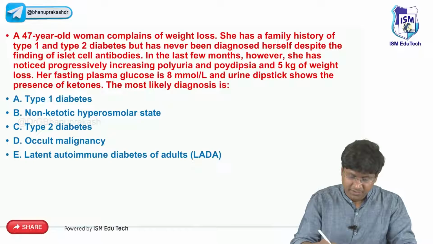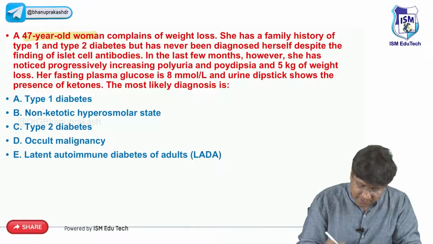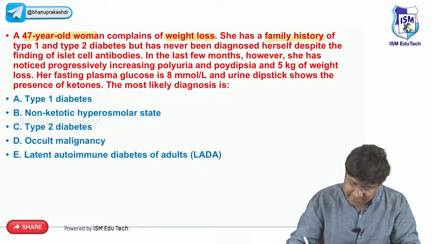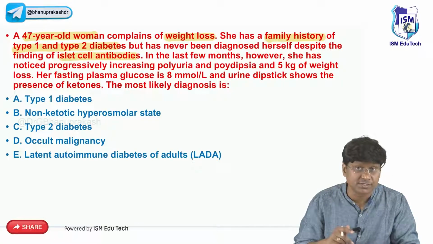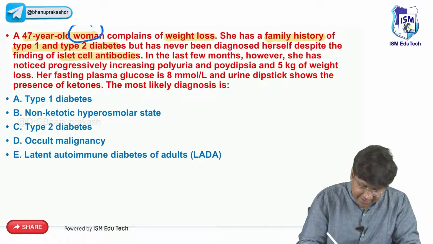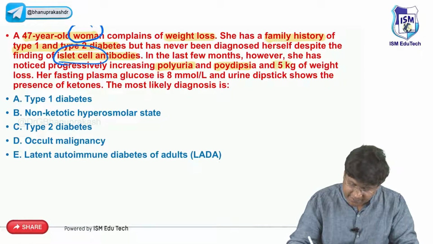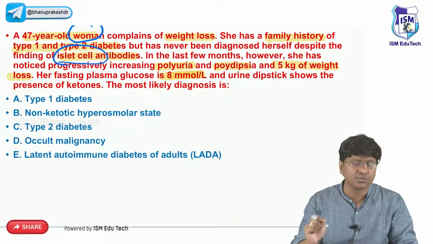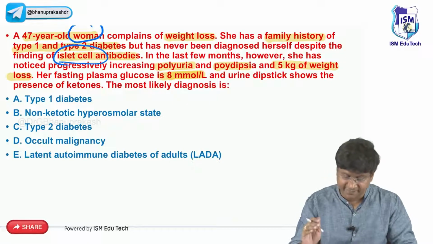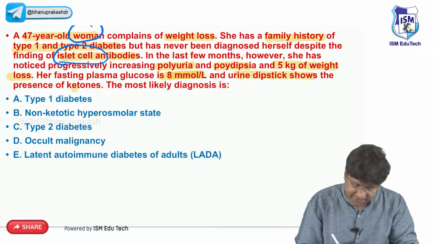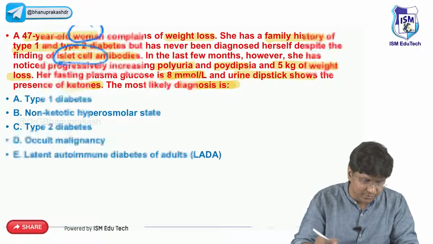You see this question, a very, very important clinical scenario. A 47-year-old woman complaining of weight loss. She has a family history of type 1 and type 2 diabetes mellitus, but has never been diagnosed herself, despite the finding of islet cell antibodies. In the last few months, however, she has noticed progressively increasing polyuria, polydipsia, and 5 kg weight loss. Fasting glucose is 8 millimoles, that means 8 into 18, so that is more than 100. Fasting is more than 100. And urine dipstick shows the presence of ketones. What do you think is the most likely diagnosis in this clinical scenario?